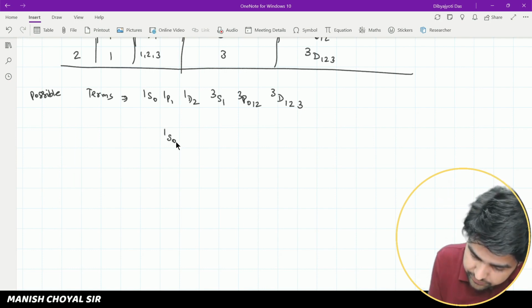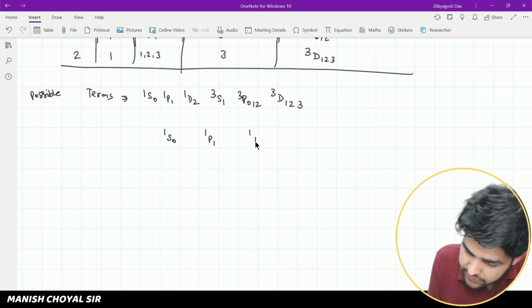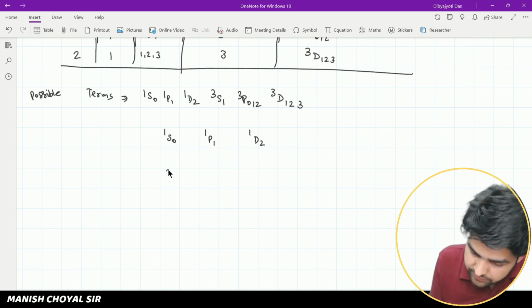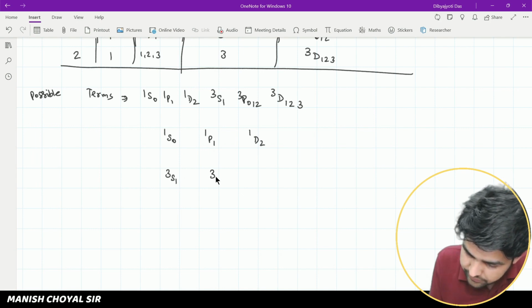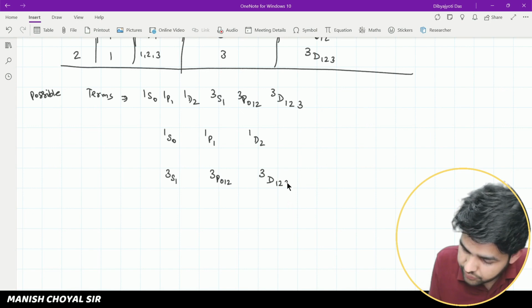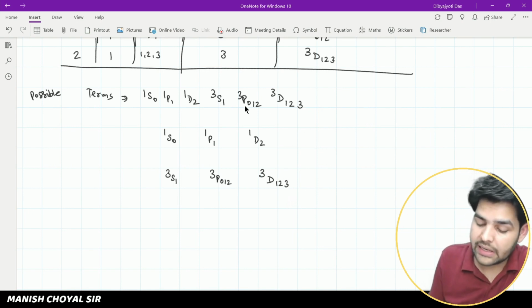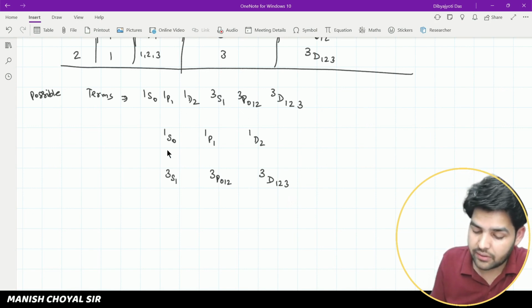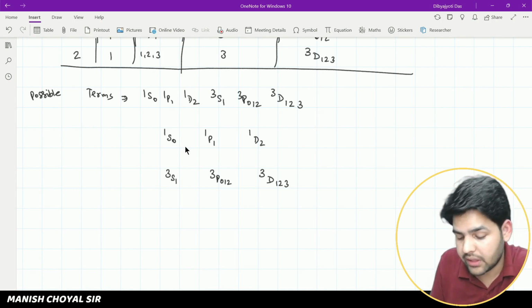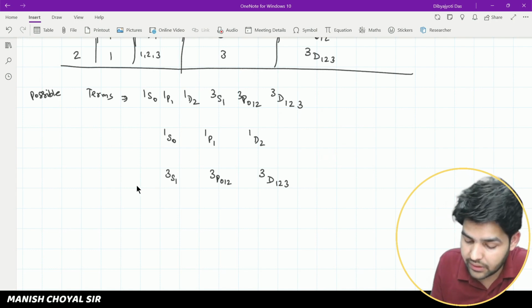So 1p1, 1d2, 3s1, 3p012 and 3d123. So we can arrange these terms like singlet terms are in one row and the triplet terms are in one row.